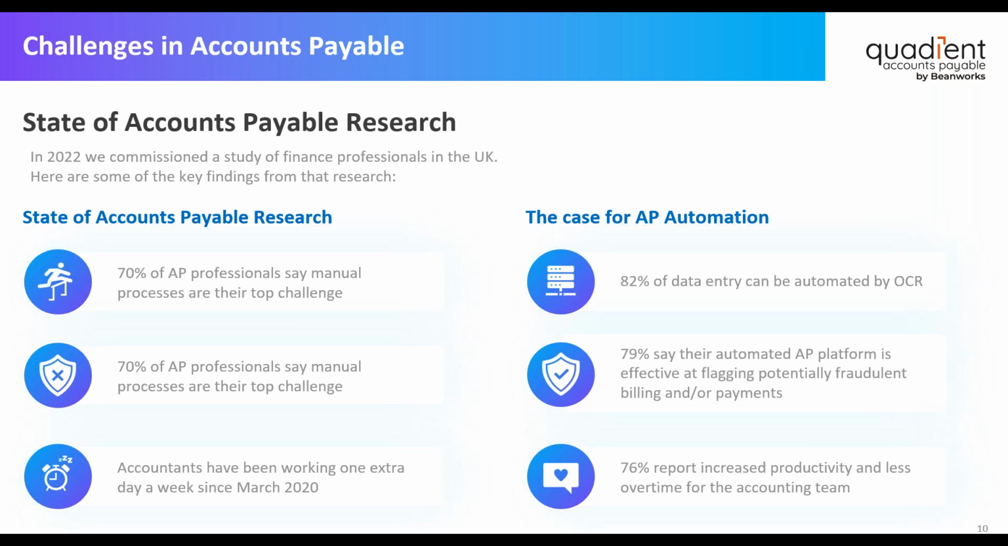So speaking just about data entry, like you're seeing on the right there, 82% of data entry can be automated by OCR. OCR has actually been around quite a long time, but now that companies like ours are incorporating machine learning, there's verification of what the OCR is picking up. And for those who don't know, OCR stands for optical character recognition.